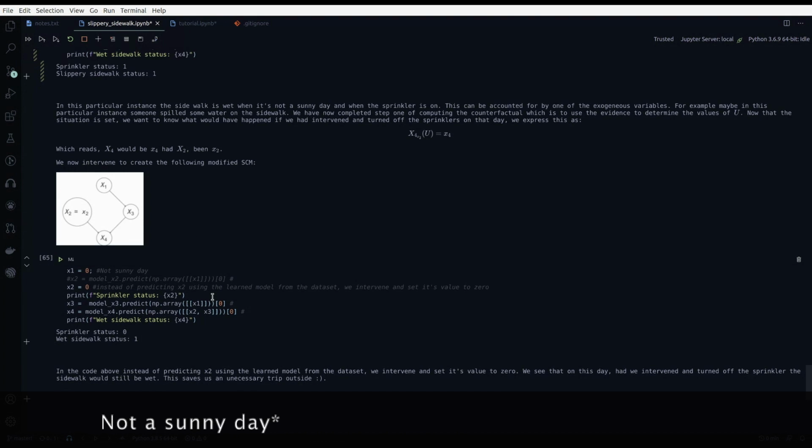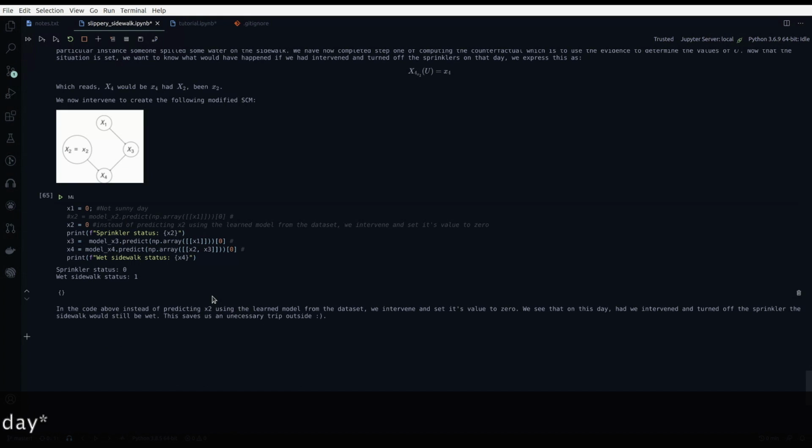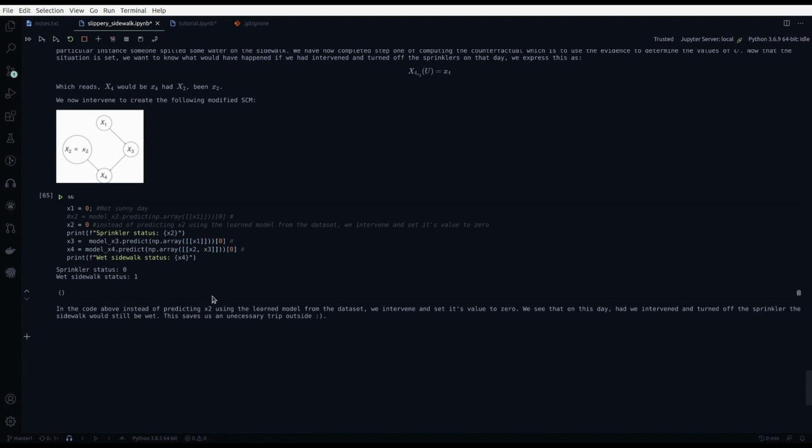And so this is a trivial example, but you can already see its usefulness in that I can pinpoint the cause of an event. And also it's useful because it saves me a trip outside if I know that it's not going to help anyways, right? To shut off the sprinklers.